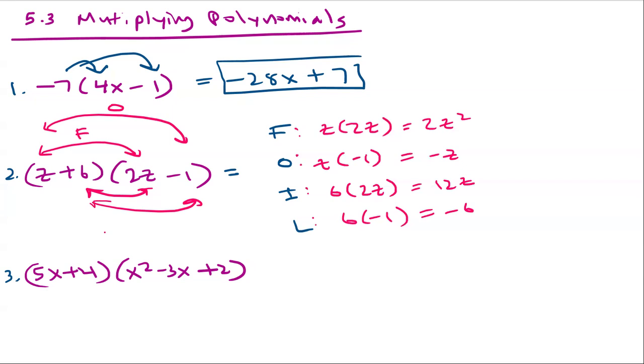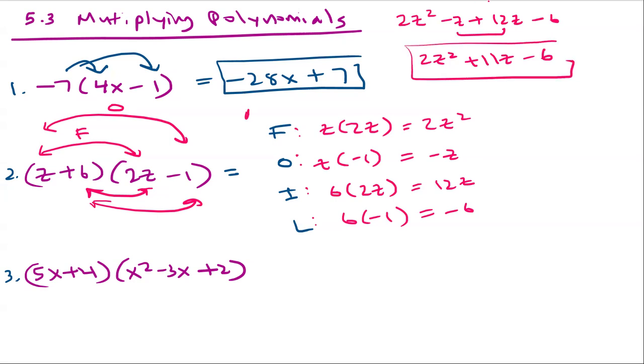So this will be 2z squared minus z plus 12z minus 6. So then you combine these guys together. So that gives us 2z squared plus 11z minus 6. Okay? And then that will be our answer here. So this is method 1, which again, I'm sure you've seen in the past. Okay?